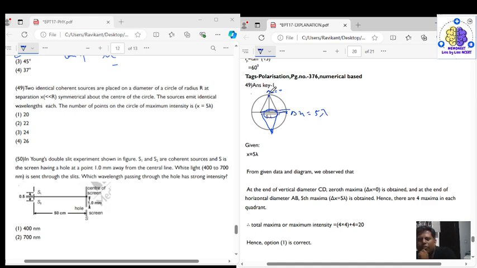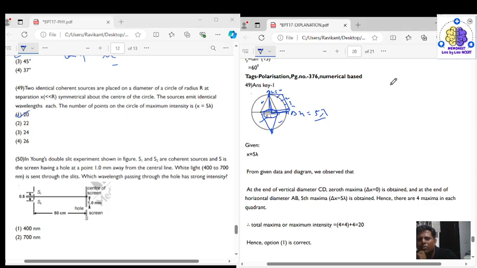It means while moving from this point to this point, that is while moving in one quarter, there is a path difference of 5 lambda. It means there will be 4 points here where it will have a path difference of 1 lambda, then 2 lambda, then 3 lambda, then 4 lambda, and finally it comes to 5 lambda. So in one quarter it is having 5 maximas. So we have 4 quarters here, therefore 5 into 4 is 20 maxima. So the correct answer for question number 49 is option 1. I hope you understood.